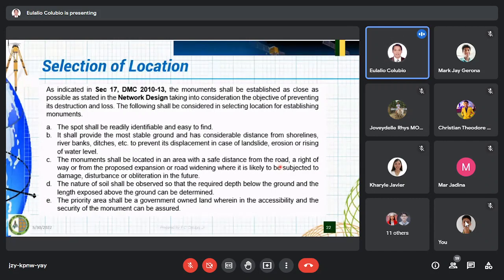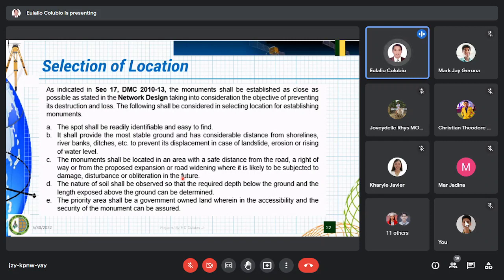Okay? So, a right of way or from the proposed expansion. So, naa ko na i-propose ng mga expansion sa road, for the road widening, where it is likely to be subjected to damage, disturbance, or obliteration in the future. Okay? So, that's why, sir, what if wa nailain mabutangan gyud? Kung atong iatras gamay na may kahoy, no?